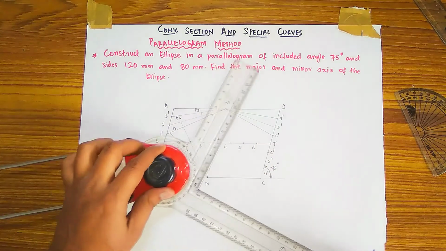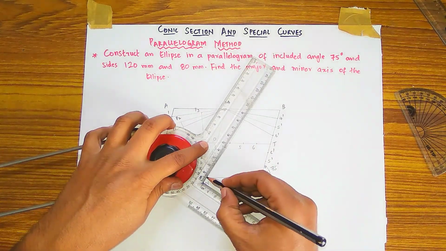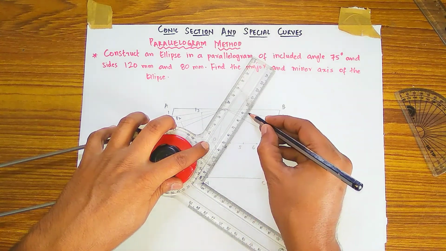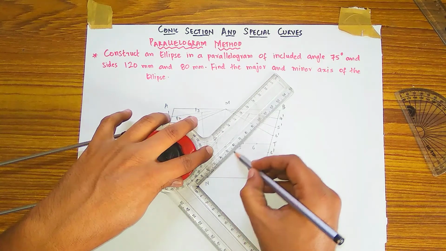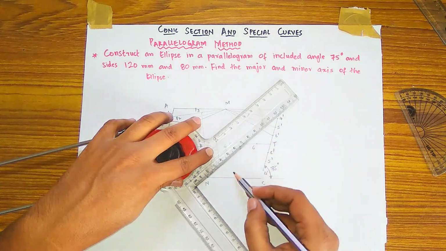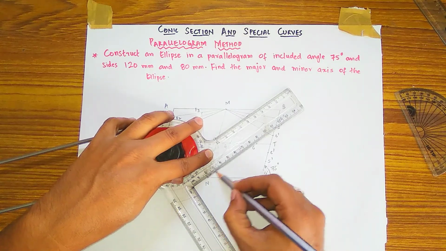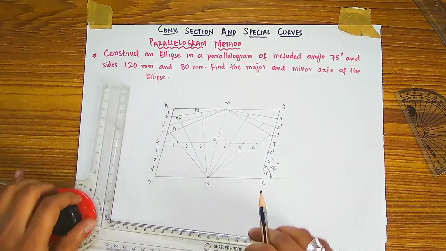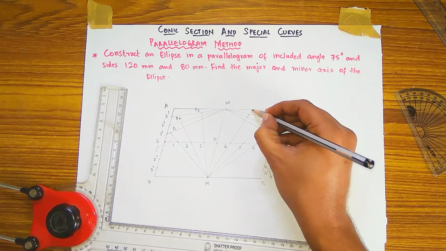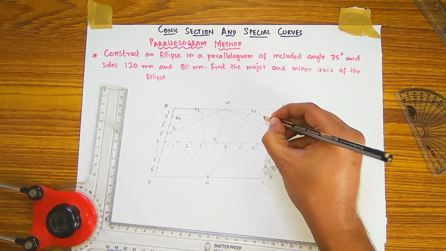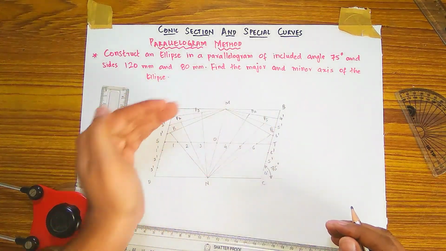And same process for here also you have to do from N, 4 dash. And for 5 also from N, 5 dash. And for 6 also from N, 6 dash. And here half points you will get. This will be P4, P5, and this will be P6. Means half ellipse points you got.